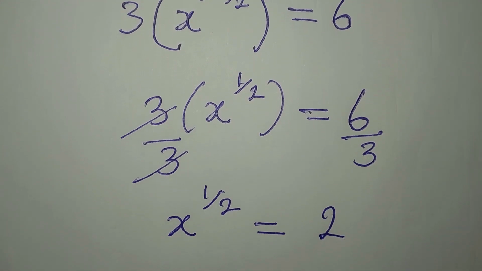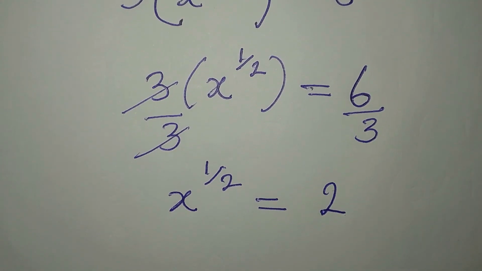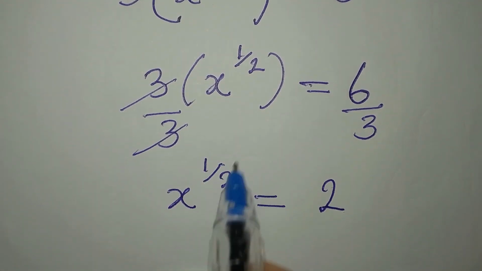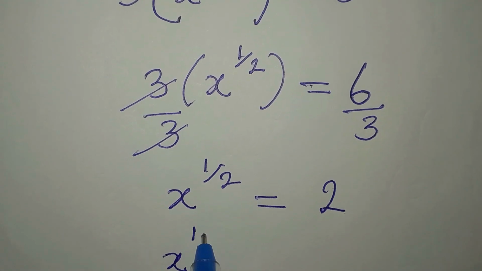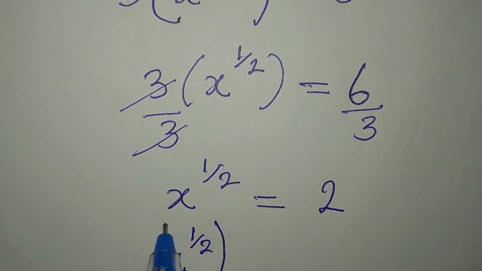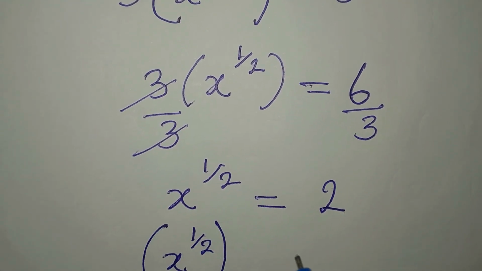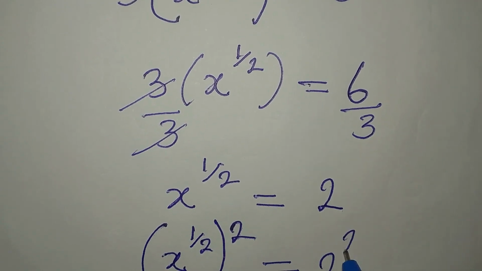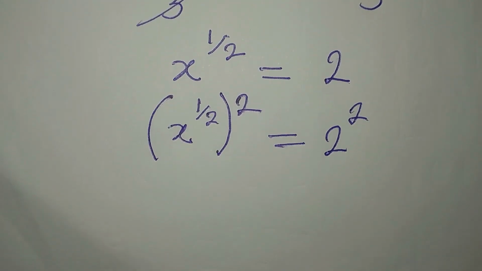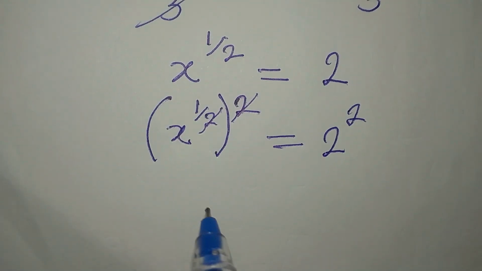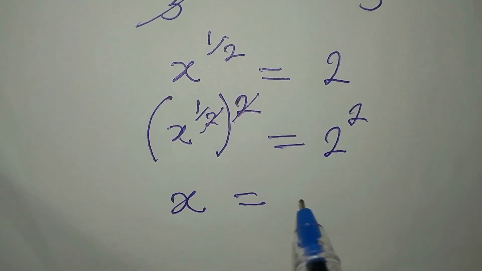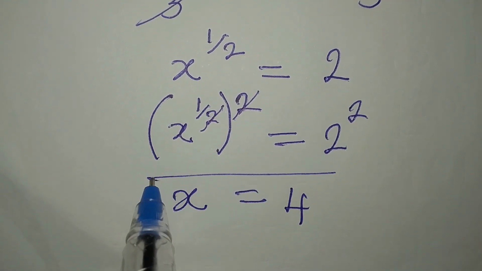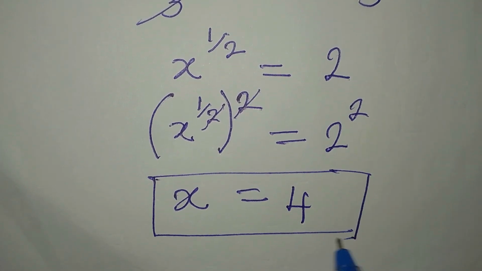But we're not looking for x to the power of 1 over 2. Rather, we are looking for the value of x. So to remove this power, you will have to multiply it by the reciprocal of the power. And the reciprocal of 1 over 2 is 2. On the other side, the reciprocal will reflect, so we still have 2 over there. Now, this will go with this, and x will just be 2 to the power of 2, which is 4. So the value of x that will satisfy the equation is 4.